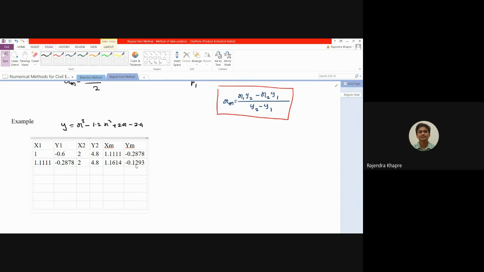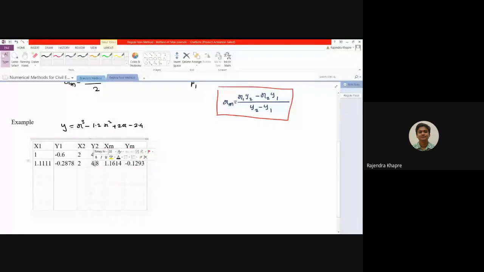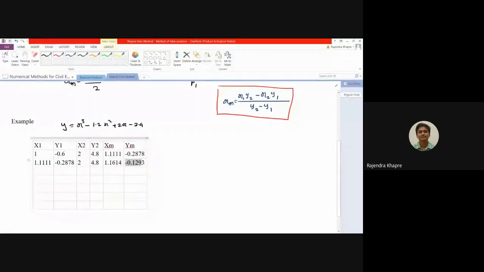0. Okay, so again, if you go for the third cycle, this value is positive and this value is negative. Let me take the same value over here, 4.8, and this value I am going to change as 1.1614, and the corresponding y value will be minus 0.1293. So can you please tell me what will be the value of xm and ym?